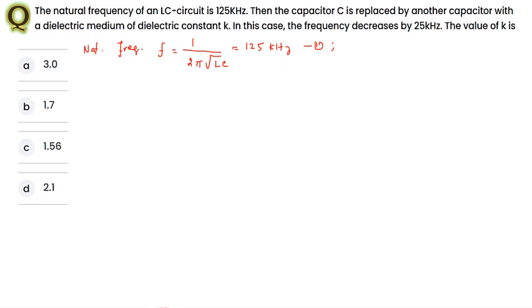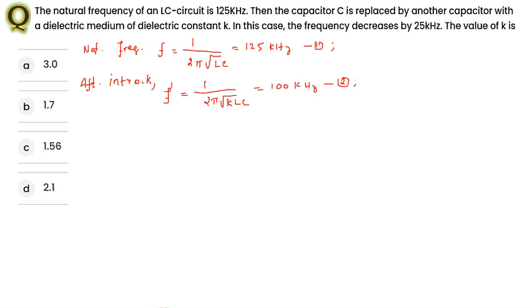Okay, next one. The second equation is after introducing the dielectric material with dielectric constant K. The frequency F dash is equal to 1 divided by 2 pi, and the formula after introducing the dielectric has K L C in the root. That value 25 has been reduced, so here it is 100 kilohertz. This is equation number 2.